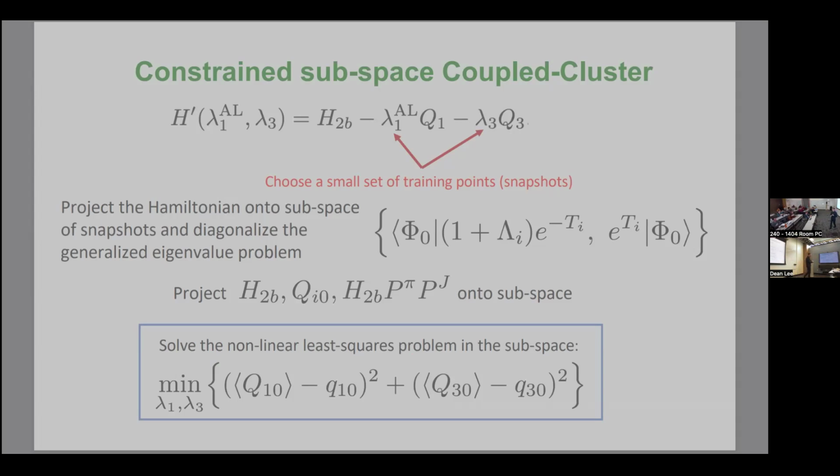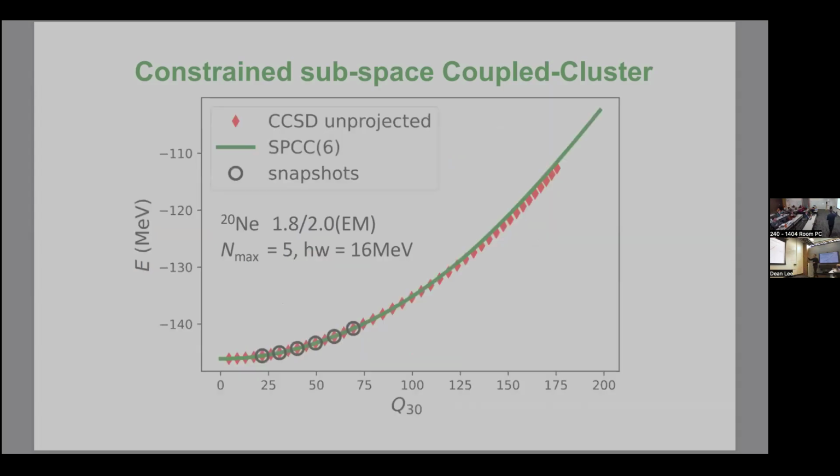We then perform a nonlinear least squares optimization problem in this subspace to determine lambda 1 and lambda 3, for which Q10, the dipole, is 0, and also we have a specific target value for what the octupole deformation should be. This is the result. So now we have 6 training points. The red diamonds here are the exact constrained coupled cluster calculations. And the green line is the subspace coupled cluster prediction for the unprojected constrained coupled cluster calculations here.